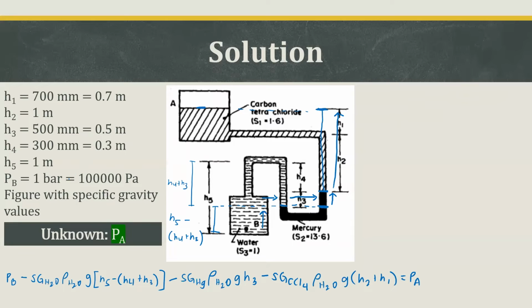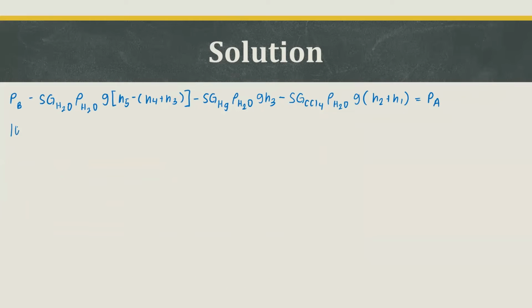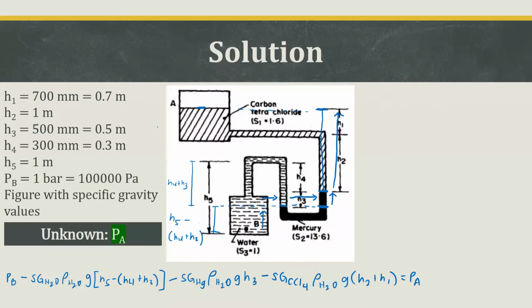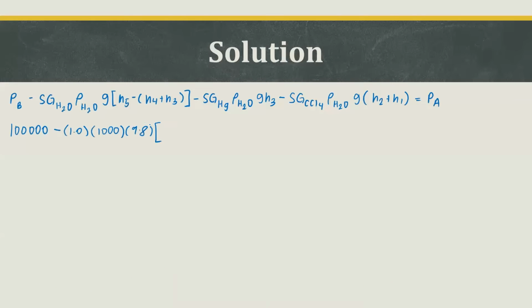P sub B is 1 bar or 100,000 pascals. I won't write the units anymore to save space, but just remember, be consistent when you're using the units. Specific gravity of water is 1.0. Density of water is 1,000 kilograms per cubic meter. Gravity is 9.8 newtons per kilogram. Then the height, going back, H5 is 1 meter, H4 is 0.3 meters, H3 is 0.5 meters. So that's 1 minus 0.3 plus 0.5.